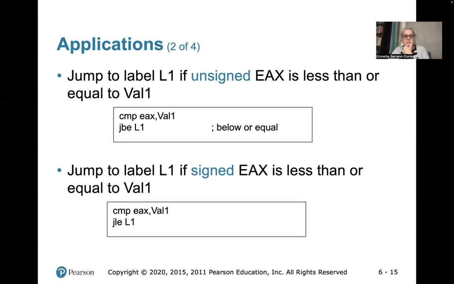All right, this one jumps to label 1 if unsigned EAX is less than or equal to value 1. So we're on unsigned, so the instructions we're using are the ones that have A or B, above or below. So jump if below or equal. This one is signed, so we're looking at greater than, less than. So this is jump if less than or equal. Again, you can try these out. L1 is a label, so you have to create a label to jump to.